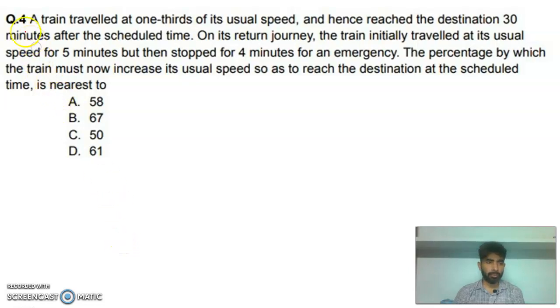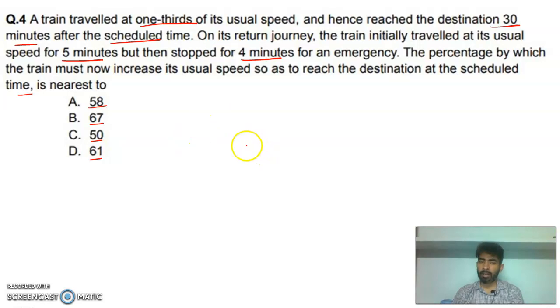Hi student, so your query is: a train travels at a speed of 1/3 of its usual speed, hence reaches the destination 30 minutes after the scheduled time. Now the next statement: on its return journey, the train initially traveled at its usual speed for 5 minutes but then stopped for 4 minutes for an emergency. The percentage by which the train must increase the usual speed so that it reaches the destination at the scheduled time will be nearest to what? Will it be 58%, 67%, 50% or 61%?